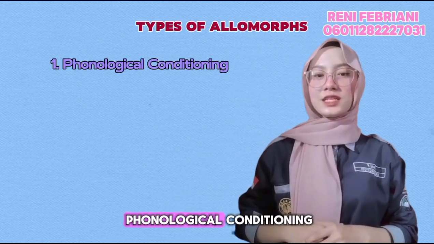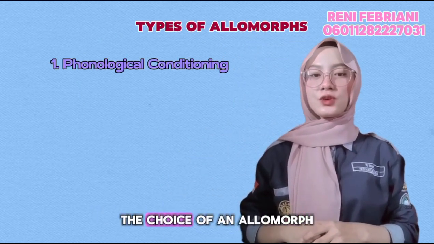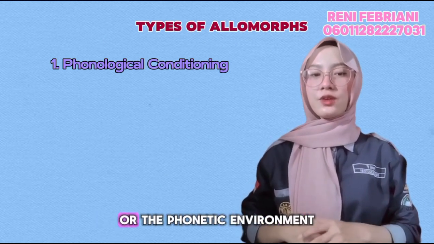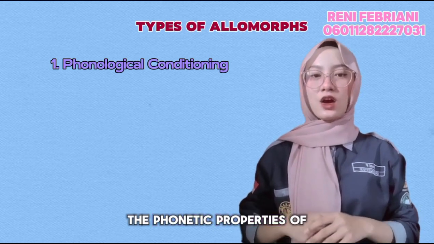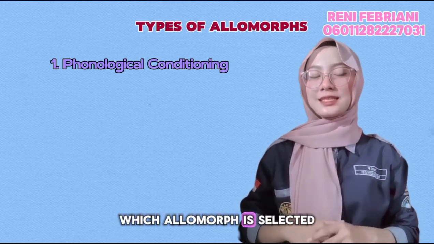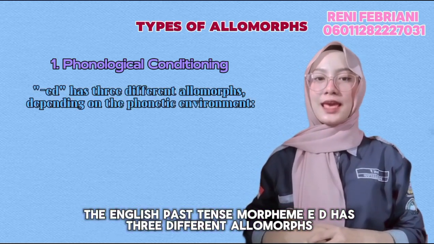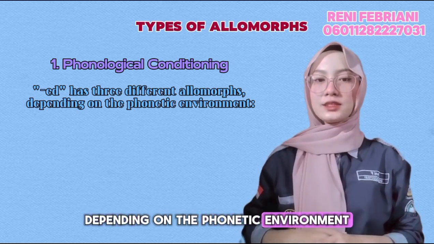The first one is phonological conditioning. Phonological conditioning occurs when the choice of an allomorph depends on the surrounding sounds or the phonetic environment. In this case, the phonetic properties of the neighboring sounds dictate which allomorph is selected. For example, the English past tense morpheme -ed has three different allomorphs, depending on the phonetic environment.